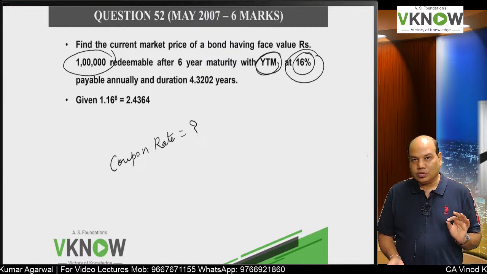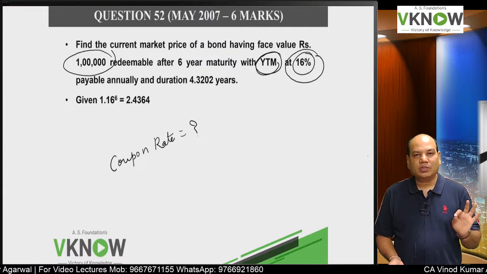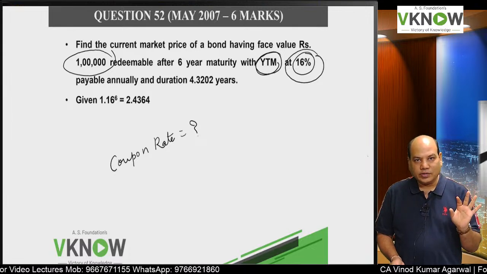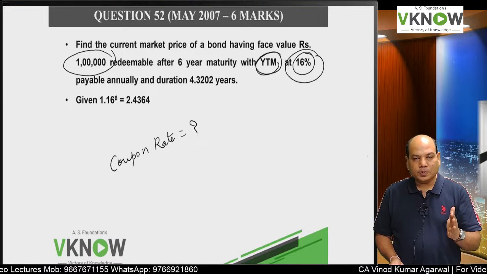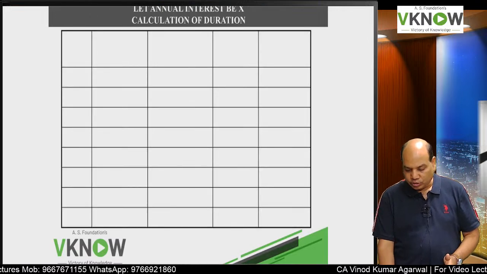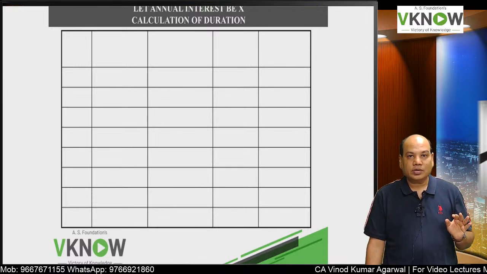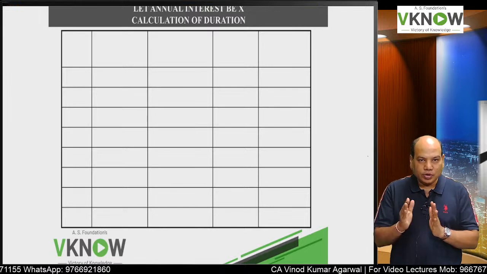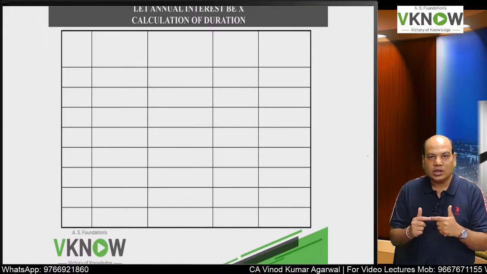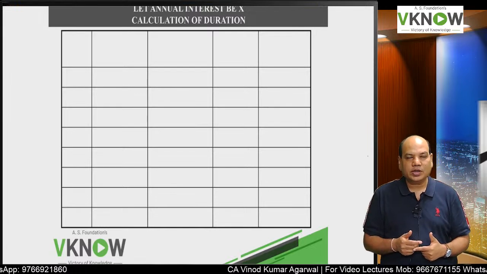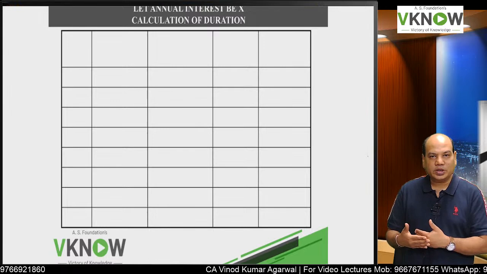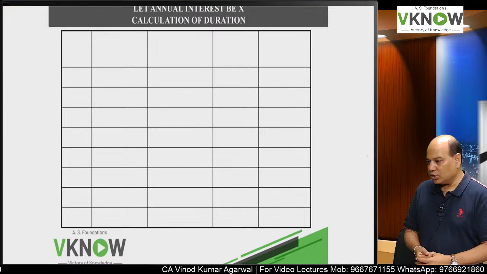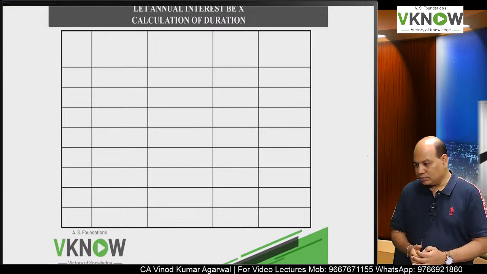So can we assume that the annual coupon amount is X, then solve the problem and find duration using X, and equate the answer that you get, which will contain X, with the duration given in the problem? You will get the value of X. Then you will be able to find the coupon rate, and then easily find the price of the bond. So that was the trick involved in this question.